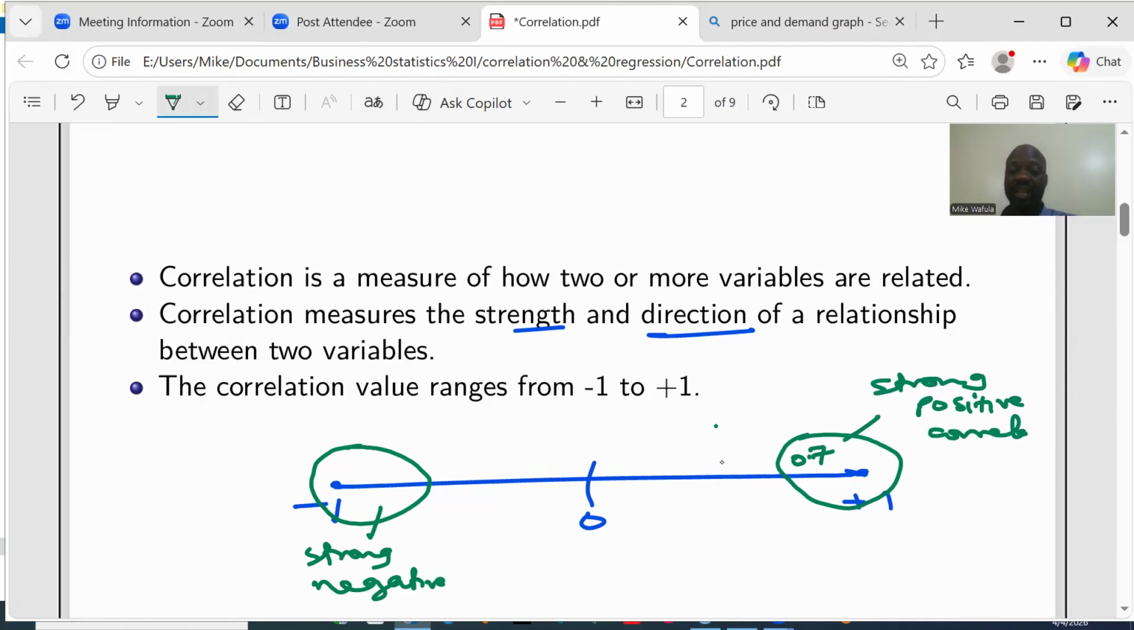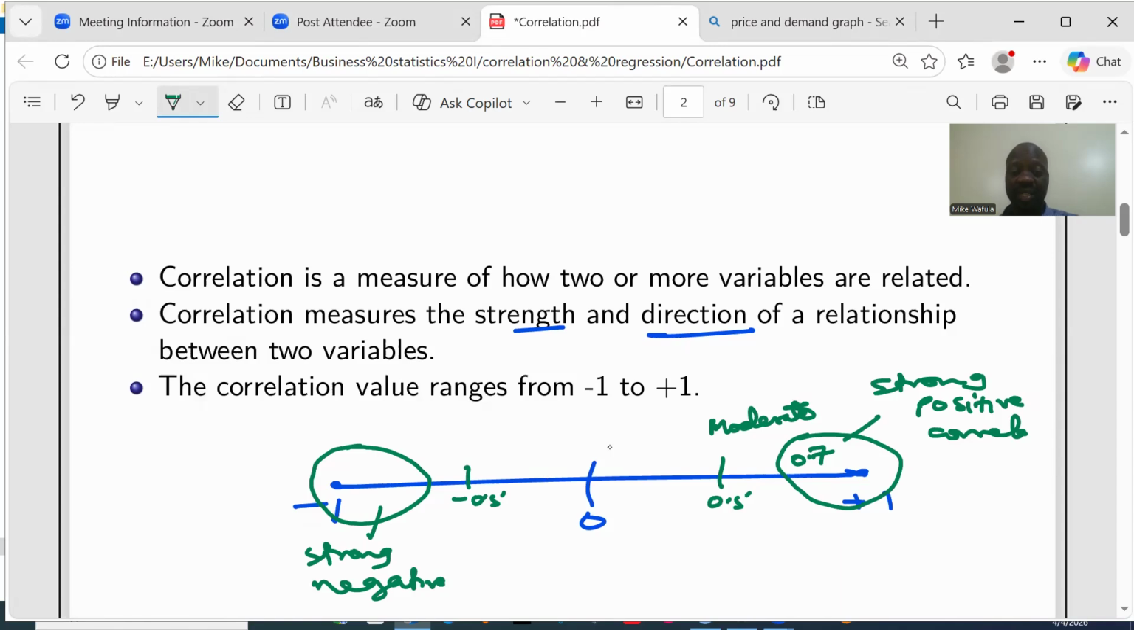Sometimes we get values around, let's say, +0.5, the midpoint of 0 and 1, or +0.55, +0.57, +0.479, values around +0.5. In this case, the adjective we use to describe that kind of correlation is moderate. You talk of the relationship between the variables being a moderate positive correlation. And if it is a negative, you now talk of a moderate negative correlation between the variables.